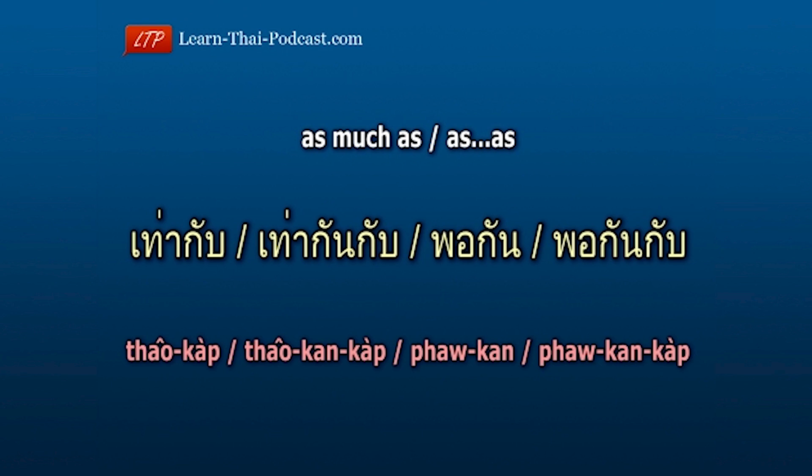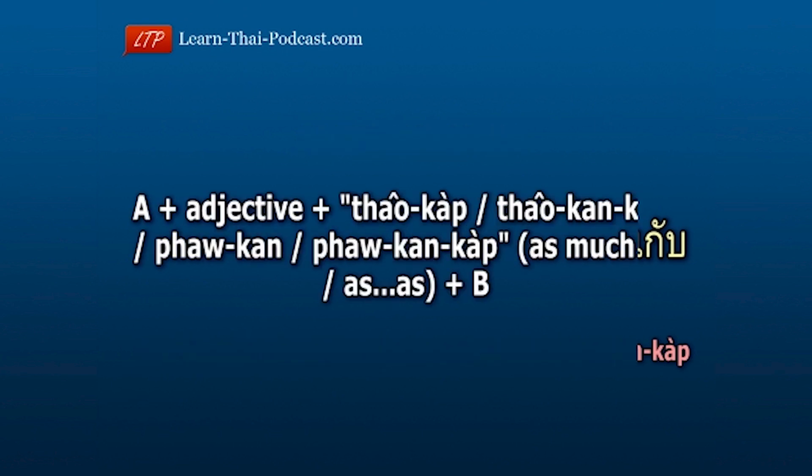And again we see a familiar pattern in the sentence structure. The first thing you want to compare plus the adjective plus เท่ากับ or เท่ากันกับ or พอกัน or พอกันกับ plus the second thing you want to compare. You can use this for things you can quantify and for things you cannot quantify. This is important because the next thing you will learn similar is only for things you can't quantify. Here are some examples.